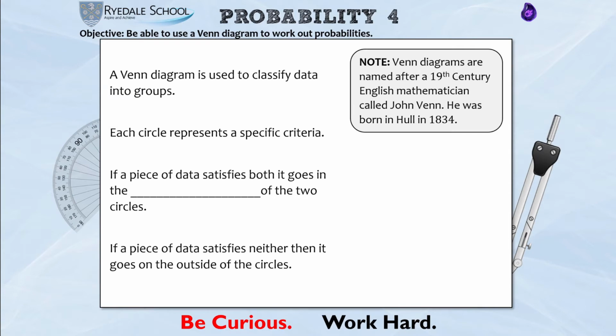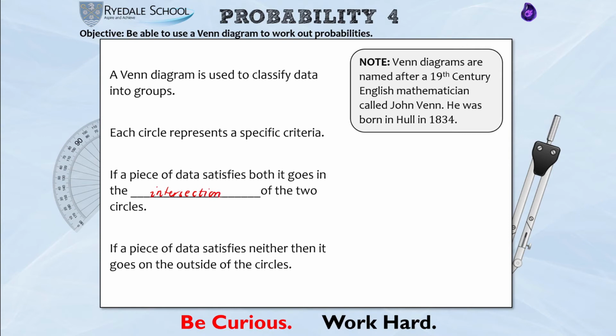I'm sure you've all seen a Venn diagram before. It's usually two overlapping circles, sometimes three. Each circle represents specific criteria. If we have a piece of data that satisfies both criteria, then it goes in the overlap of those two circles. But the proper technical term for the overlap is actually the intersection.